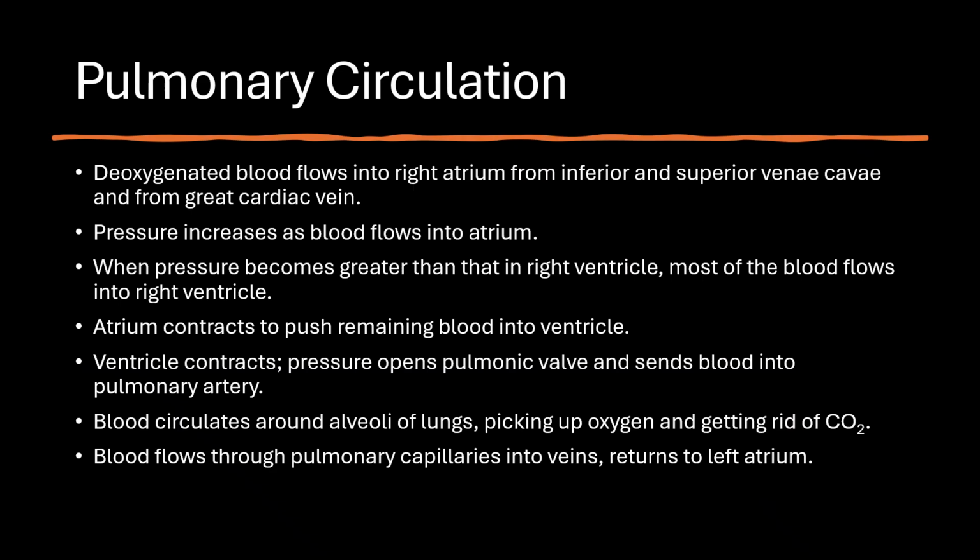Now let's take a closer look at pulmonary circulation. In pulmonary circulation, blood flows from the body into the right atrium, through the right ventricle, and out to the lungs. Here, blood releases carbon dioxide and picks up oxygen. Oxygenated blood then returns to the left atrium, ready to be sent into systemic circulation.